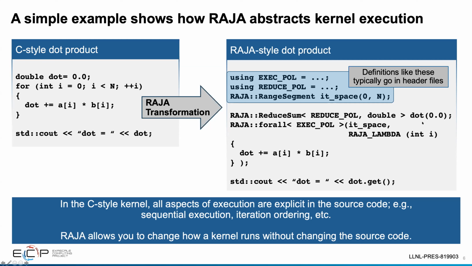Another subtle difference is the introduction of this dot object here. So this is a reduce sum object. And the reason that this is introduced is when we're doing accumulations in threaded environments, we have to be careful that we're not overwriting our data. So this reduce sum object will take care of any race conditions for us and make sure that we get the right answer. And of course, there's this forall method here, and this is our generalization of the for loop.